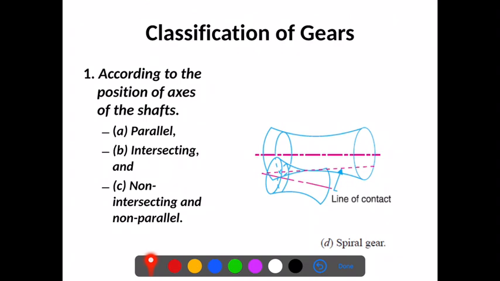And the third type of arrangement is called non-intersecting and non-parallel. If we have shafts which are non-intersecting and non-parallel, that is, non-coplanar shafts, and these are connected with gear drives, then these are called skew bevel gears or spiral gears. The arrangement is known as skew bevel gearing or spiral gearing. This type of gearing also has a line contact, and rotation about the axis generates the two pitch surfaces known as hyperboloids.